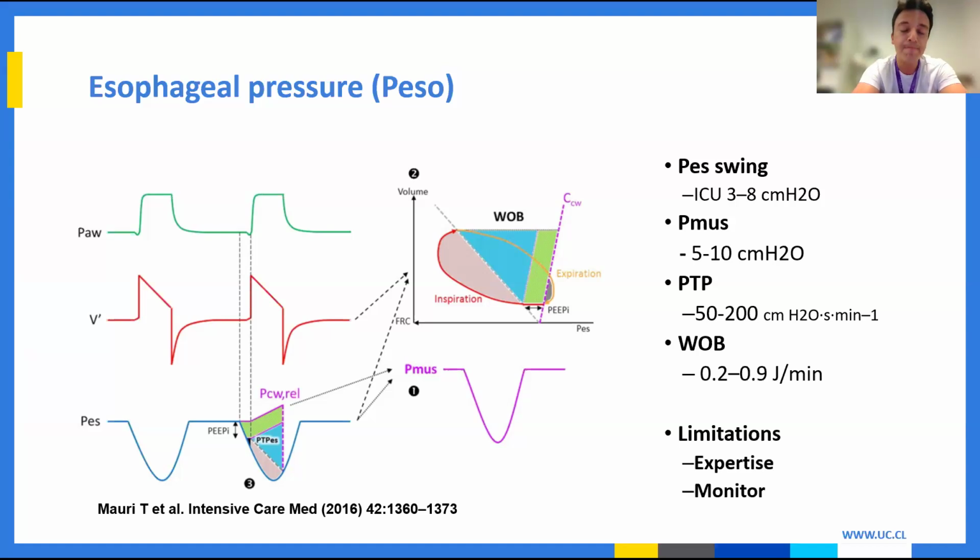Unfortunately, the esophageal pressure has some limitations. It's not widely used because you require some expertise to put the catheter. You require some specific monitors and equipment to get the data and analyze the tracing. So probably one of the limitations is that it is not widely available.